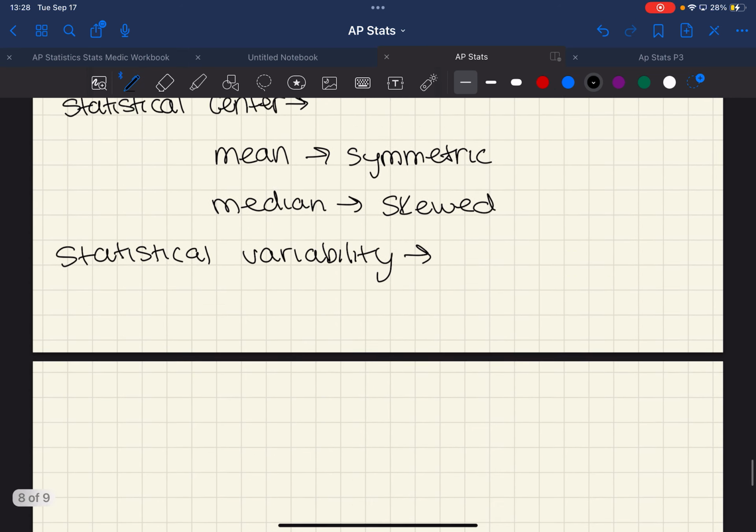Okay. There are two things that we talked about here. So that was standard deviation versus IQR.